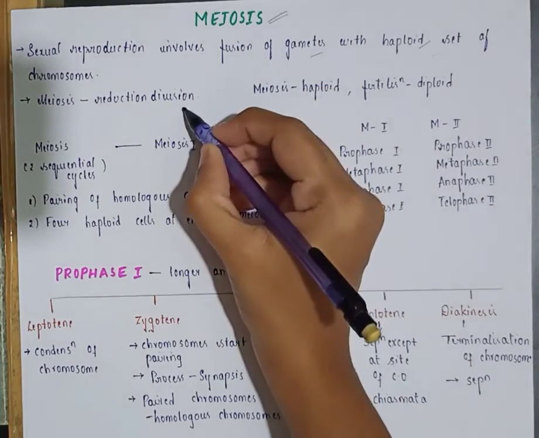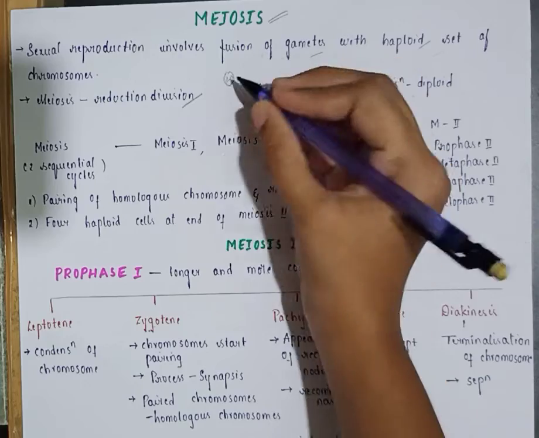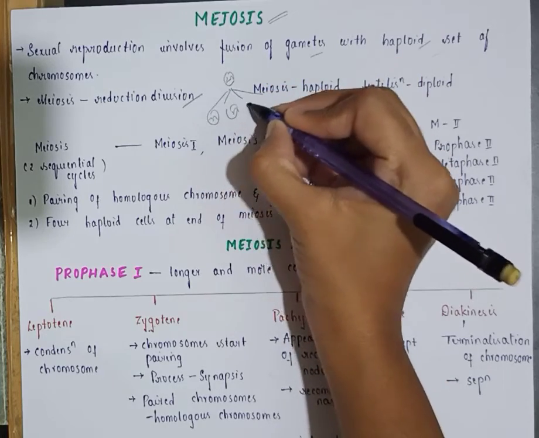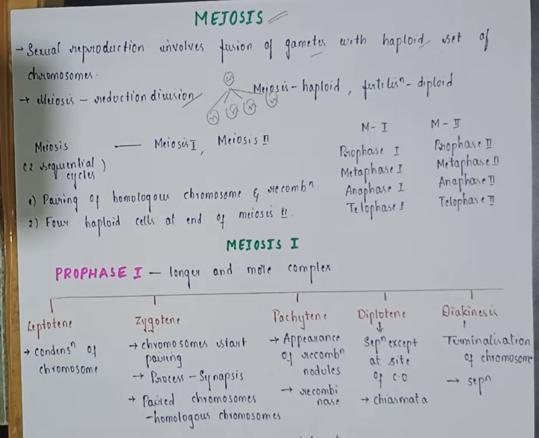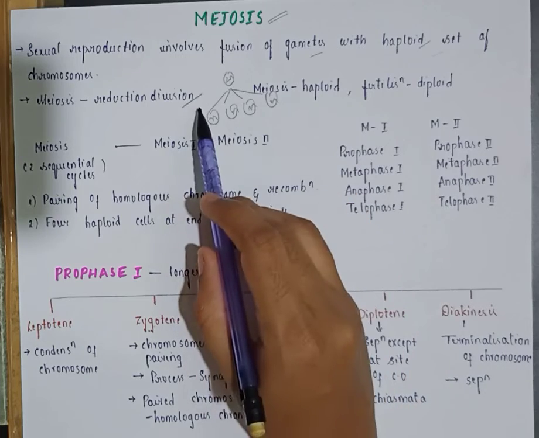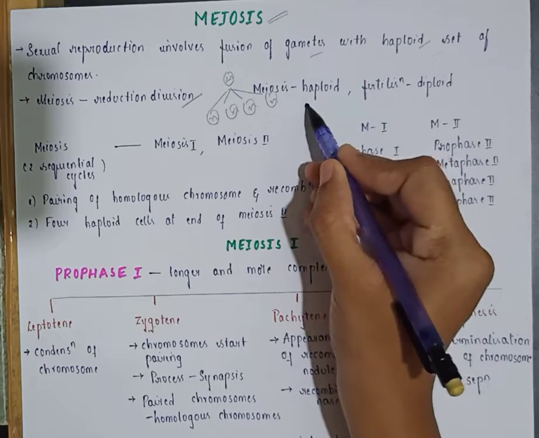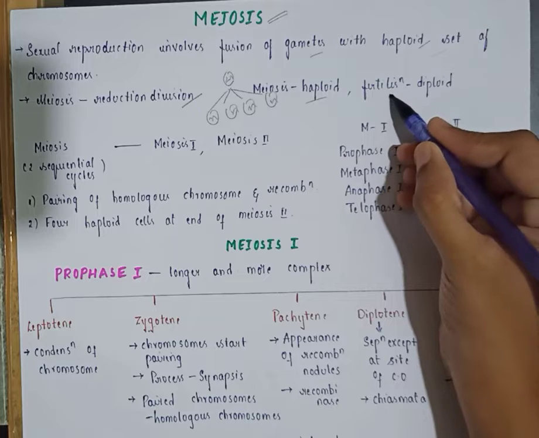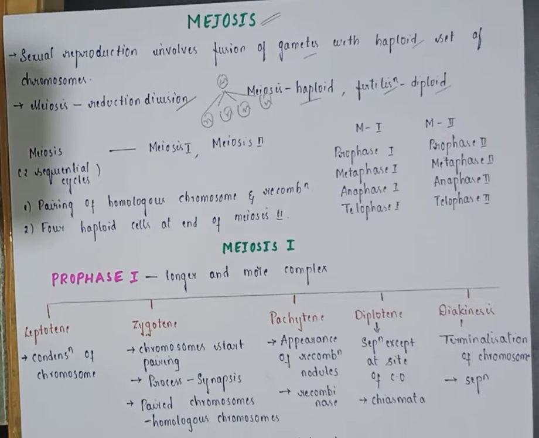Hence it is called a reduction division, because the parents contain a 2n number of chromosomes, whereas the daughter cells contain only n number. So from the parents to offspring, the number of chromosomes has reduced to half, hence it is called a reduction division. Meiosis results in the formation of haploid cells, and the haploid cells, after undergoing fertilization, again form diploid cells. So this is about meiosis.